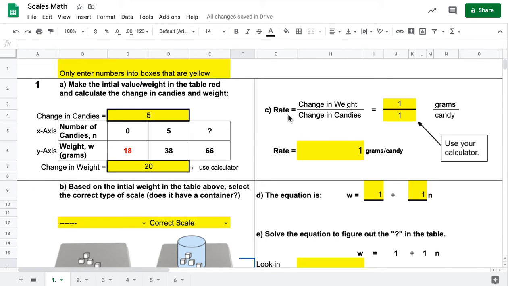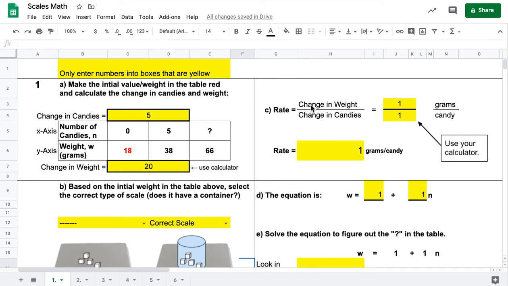Now we want to find the rate. And the rate is the change in weight divided by the change in candies. We also call it rise over run. But basically what we're trying to do is get a rate. How many grams is there per candy, right? How much does each candy weigh?